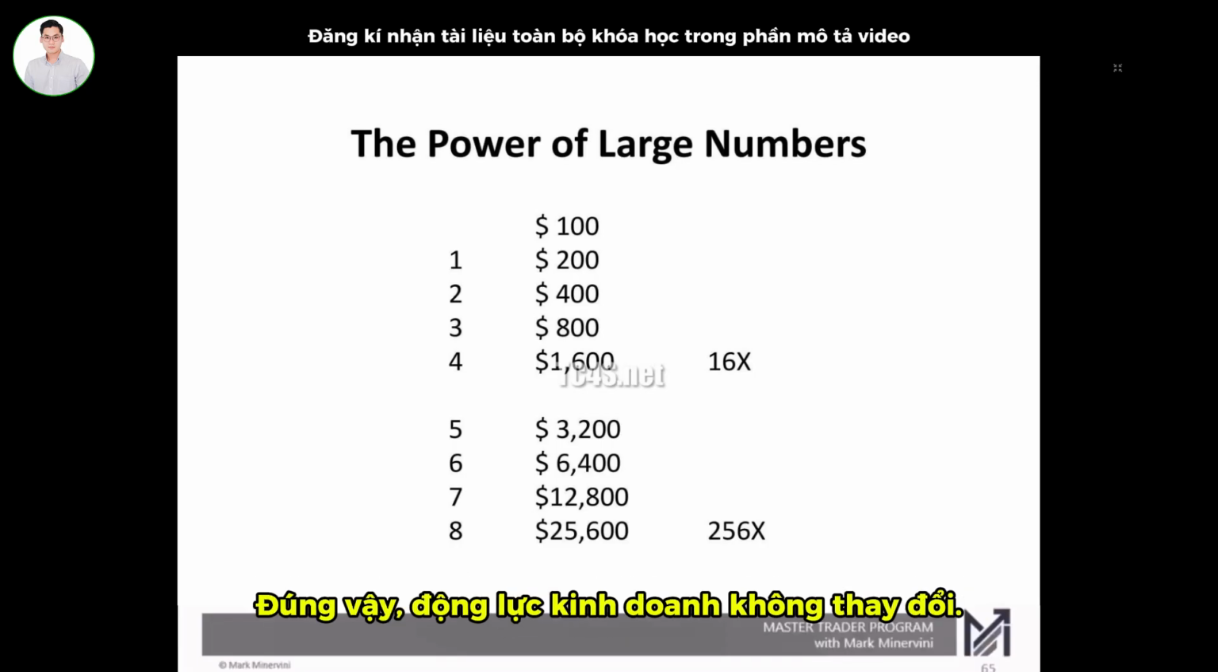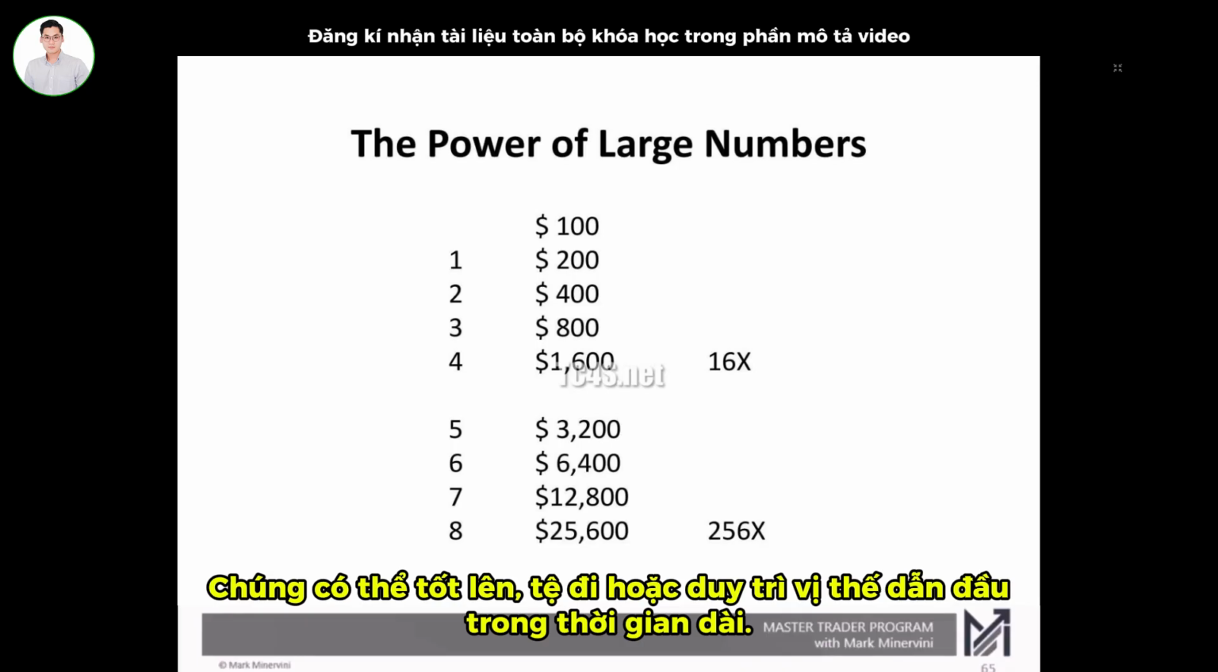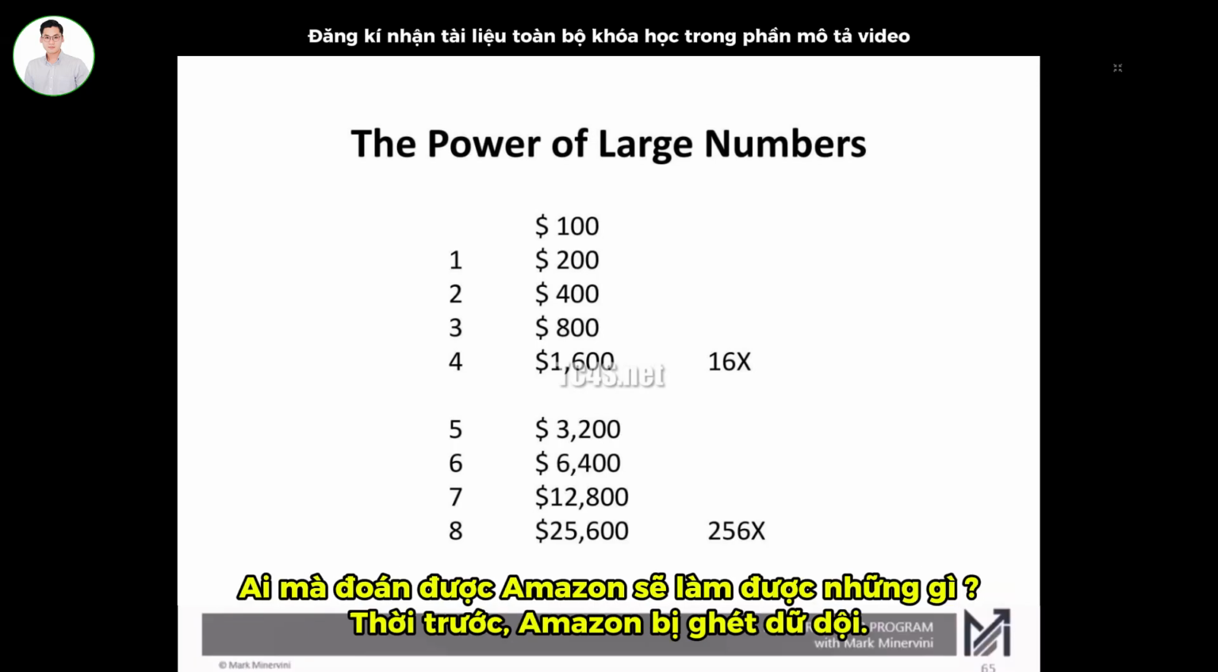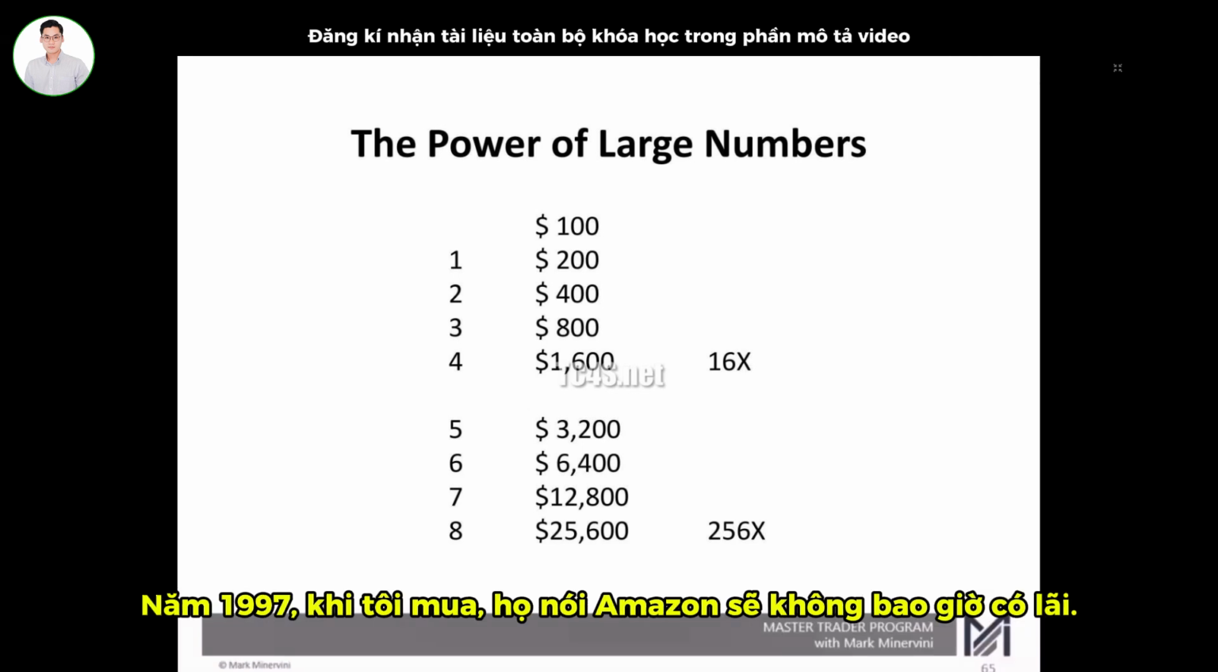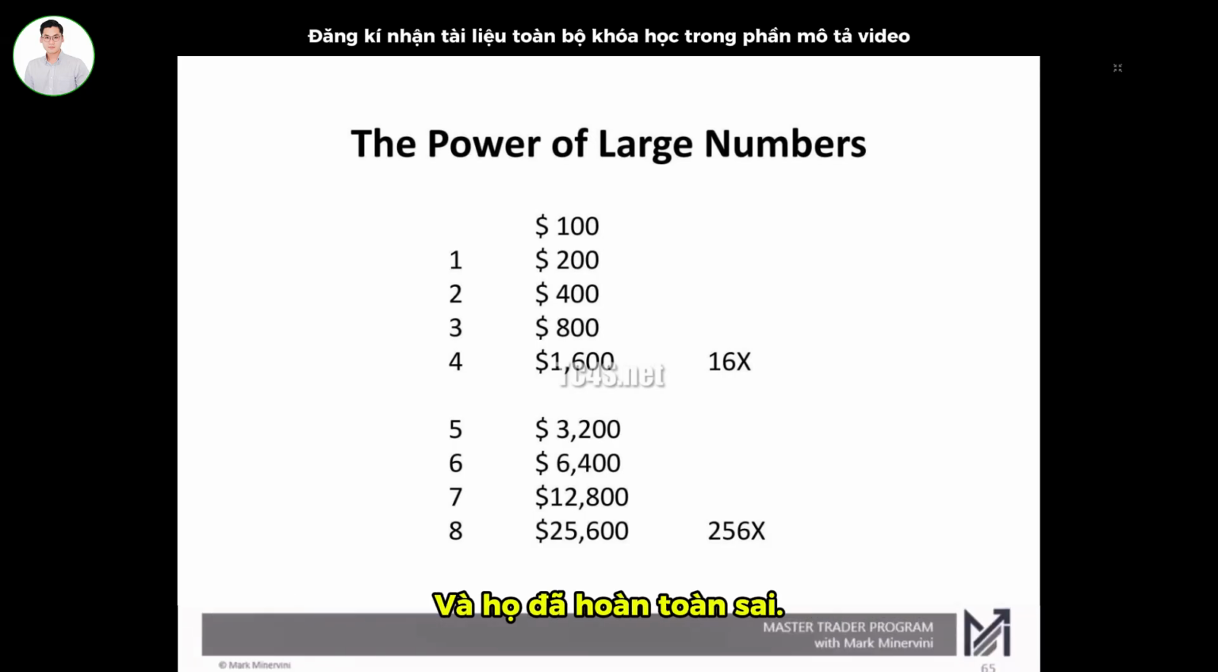Yeah, absolutely. Like I said, business dynamics change. They can change for the better, for the worse, or they can stay the way they've been and have a company dominate an industry for a long period of time. I mean, who would have ever guessed what Amazon is doing? Amazon was hated. The analysts said that Amazon would never even make money. They said that in the 1990s, in '97, when I was buying Amazon, the analysts said that Amazon was never going to be profitable. I mean, boy, did they get that one wrong.